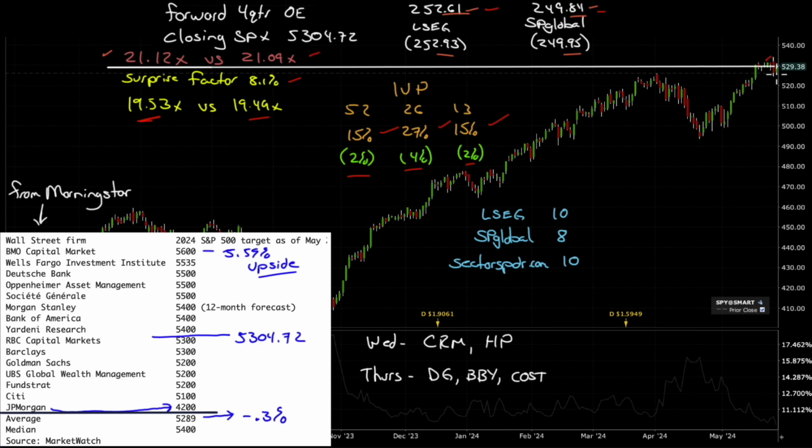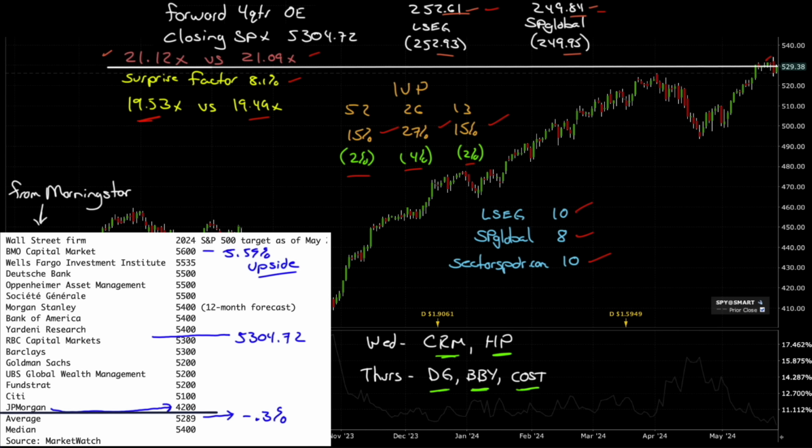For earnings next week, LSEG has 10. Same with Sector Spider has 10. SPGlobal has 8. I'm not going to rant about that. Wednesday, Salesforce.com and HP. These are notables. Thursday, Dollar General, Best Buy, and Costco.